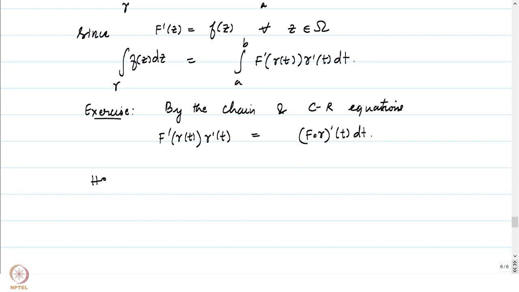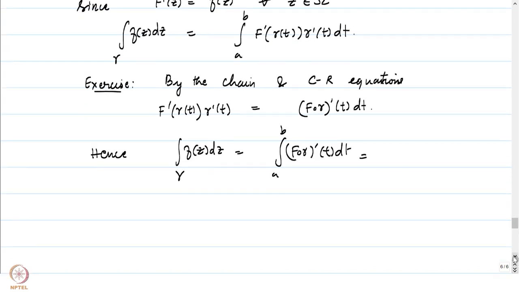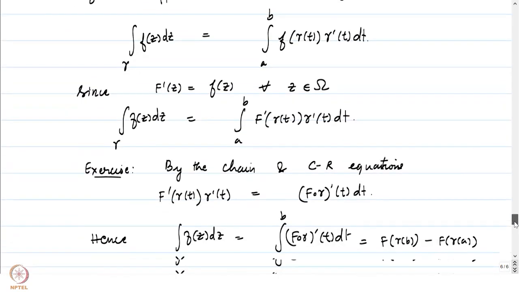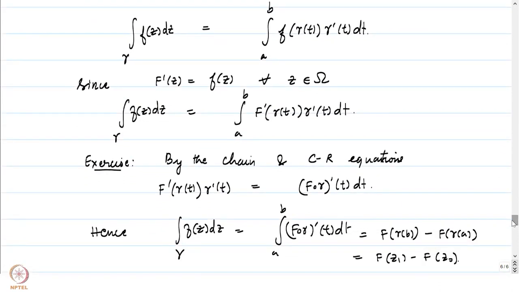And therefore, the integral of f of z dz over gamma is just going to be equal to the integral of f composed with gamma prime t dt. And this can now be deciphered by using the first fundamental theorem of calculus proved in the real analysis setting, which will tell us that this is equal to f of gamma of b minus f of gamma of a, which is equal to f of z1 minus f of z0. So, if the curve gamma is continuously differentiable, our work becomes extremely easy and we will be able to conclude the fundamental theorem of calculus, the complex analog rather, from the fundamental theorem of calculus proved in the real analysis setting.